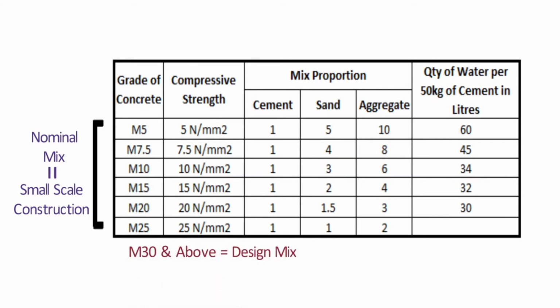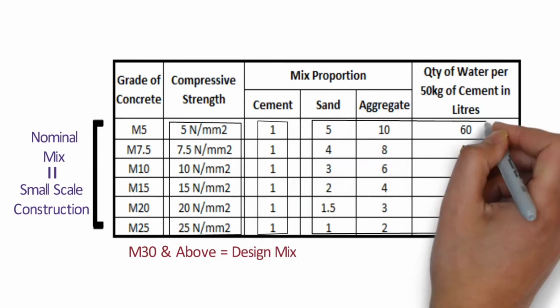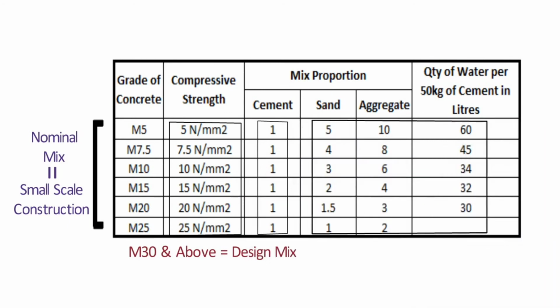Here you can see as the strength of concrete increases, the cement content is constant in proportion, but sand, aggregate and water content are reducing. So if you add more water to the concrete, the strength of concrete decreases and vice versa.